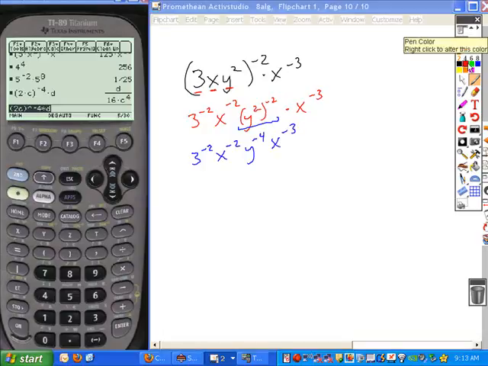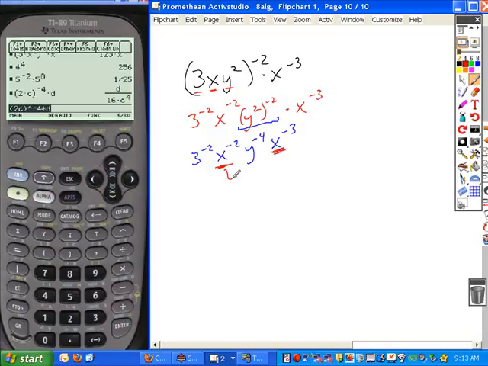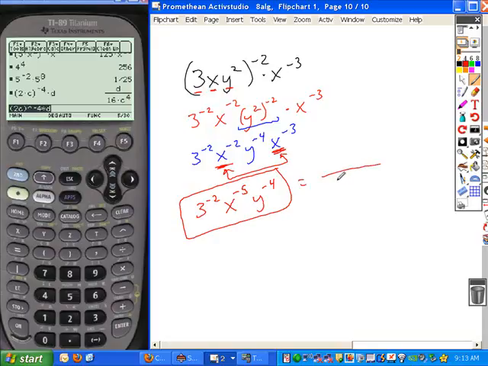And now we have two common bases here. When you have two common bases and you're multiplying, what do you do with the powers? Add them. So we have negative 2 plus a negative 3 gives us a total of negative 5. So here is one form of the answer. If we were to write this answer using only positive powers, what are we going to do with this base of 3? Move to the denominator and change its sign.